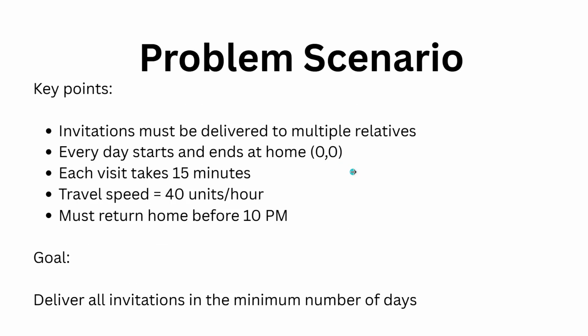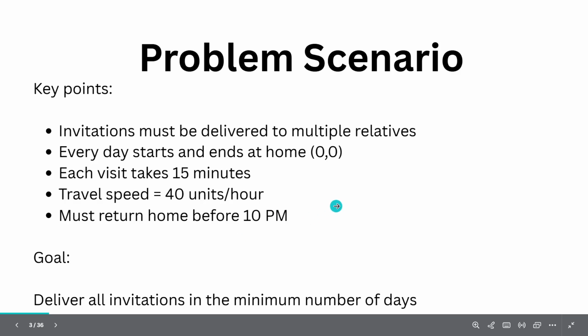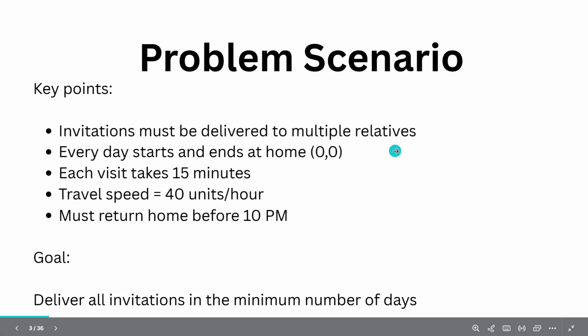Key points in my problem scenario: invitations must be delivered to multiple relatives. Each day starts and ends at home, which is represented by (0, 0). Each visit takes 15 minutes. The travel speed must remain constant at 40 units per hour. Must return home before 10 p.m. Goal: deliver all invitations in the minimum number of days possible.